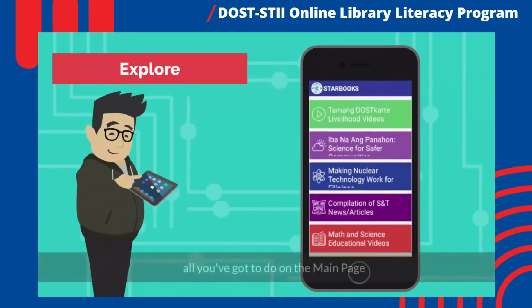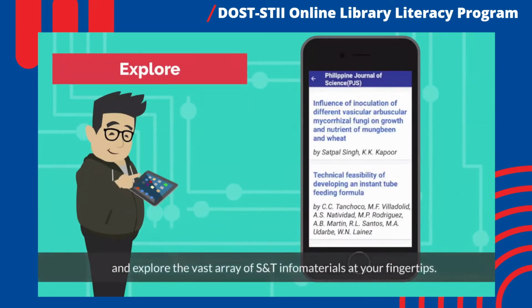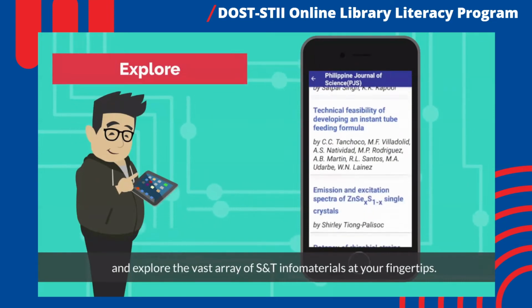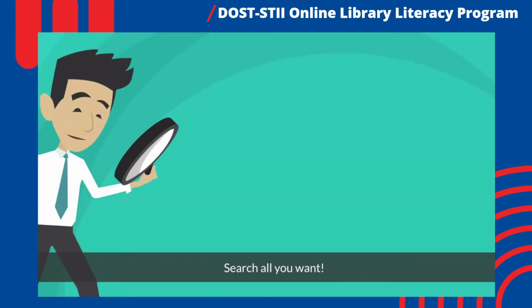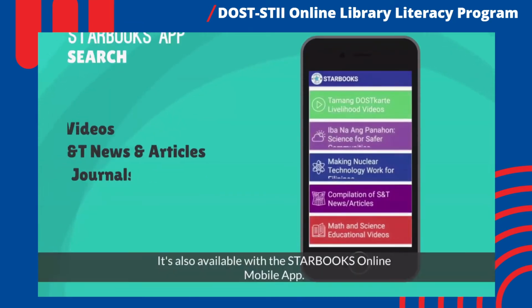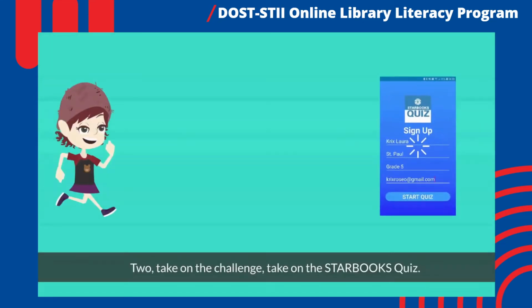Once done, all you've got to do on the main page is to simply click on the icons and explore the vast array of S&T info materials at your fingertips. Search all you want. It's also available with the Starbucks online mobile app.